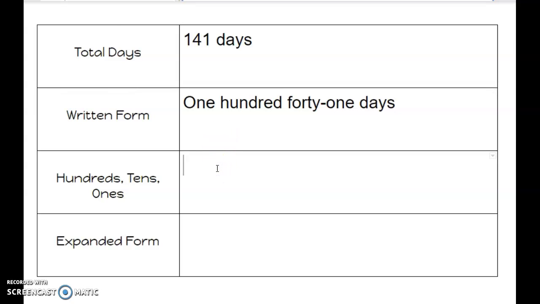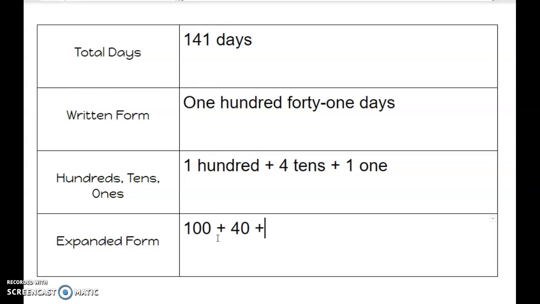How many hundreds are there? There is 100 plus 4 tens plus 1. That's funny. And our expanded form or our equation. Remember, we can use our hundreds, tens, and ones to help us as well as our total days. So there is 100 plus 40, because that's how many tens we have, and 1 because that's how many ones we have, and that equals 141.